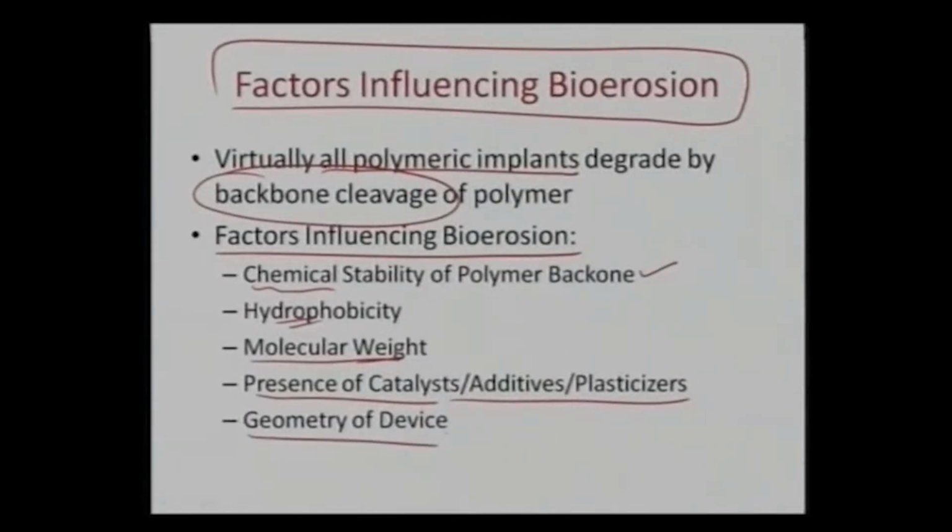And again, the geometry of the device: depending on how the device has been fabricated or processed, we can have a very strong influence on how bioerosion will occur in that device. So all polymeric materials which degrade by backbone cleavage can be affected by the chemical stability of the polymer backbone, by hydrophobicity, by molecular weight, by the presence of external additives, catalysts, agents and plasticizers, or even by the geometry of the device. Let us look at them one by one so we can get a better feel for it.